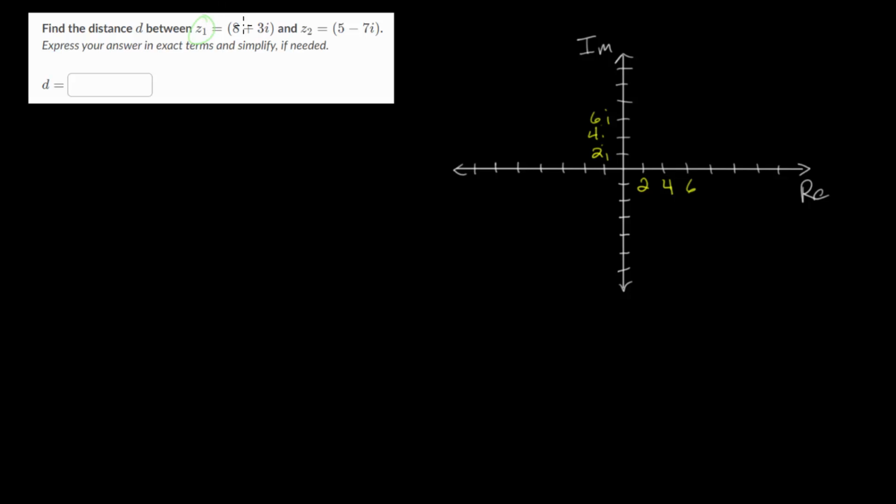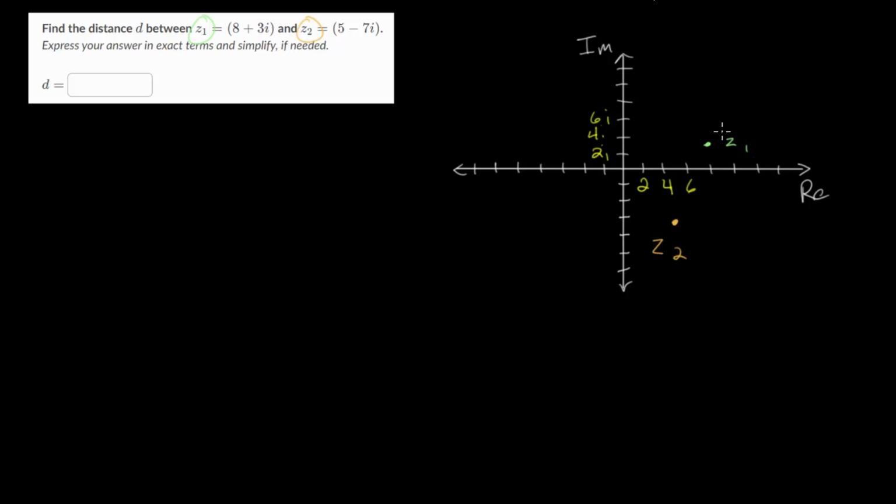Let's start by plotting z1. We can do that in this green color. It has a real part of 8, which is right here, and an imaginary part of 3i, so z1 would be right here. And for z2, we can do that in orange. It has a real part of 5 and an imaginary part of negative 7i. So we go down to right about here. And again, this is for z2.